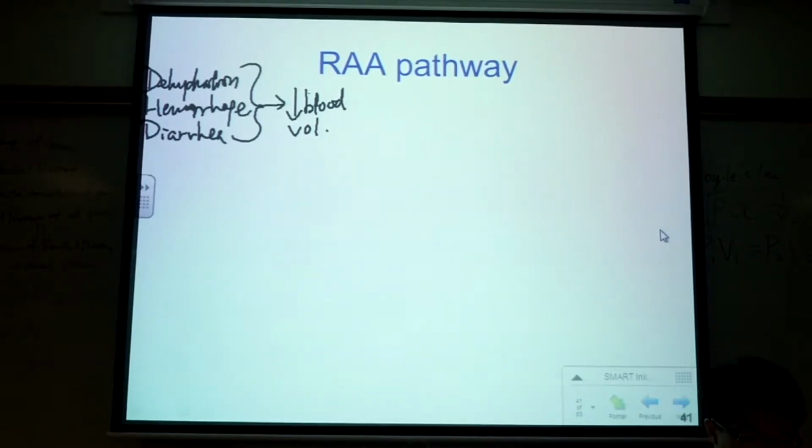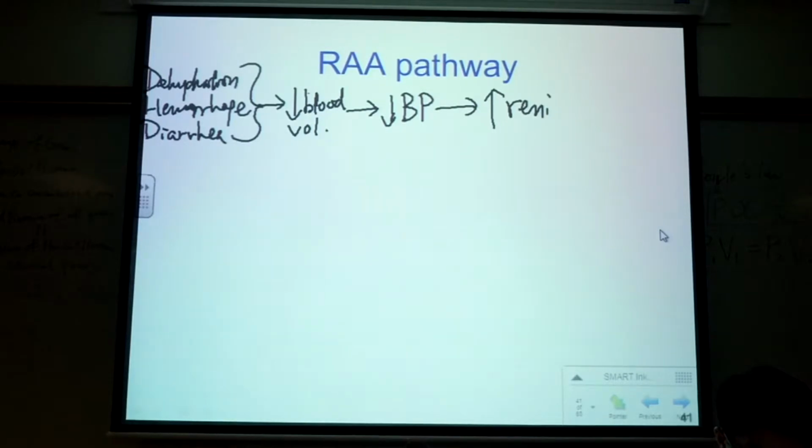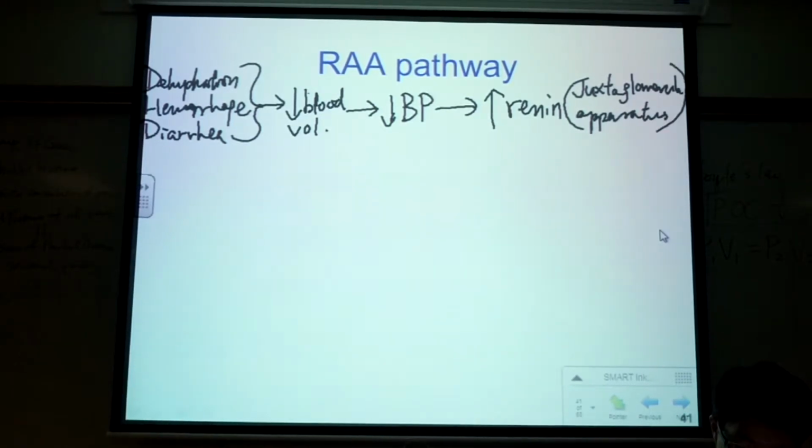Decrease in blood volume will cause the decrease in blood pressure. BP stands for blood pressure. And decrease in blood pressure will cause the secretion of renin. Secretion of renin, remember, it is from the juxtaglomerular apparatus in your kidney. And then renin, what does renin do?